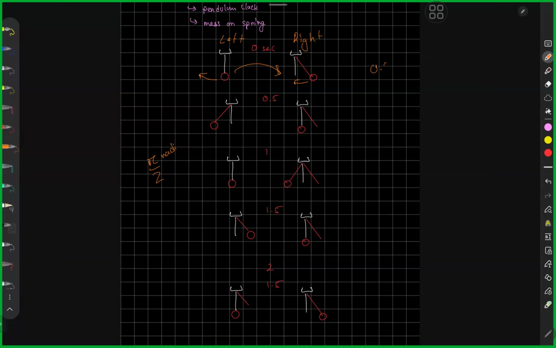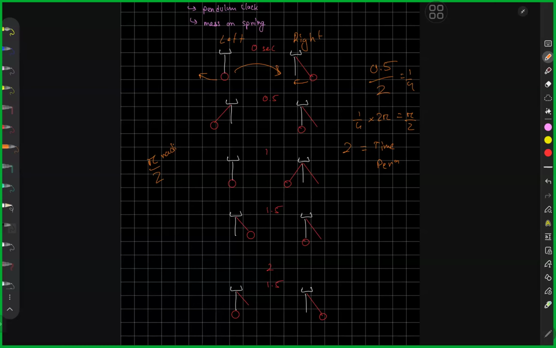And 0.5 by 2, I'm telling you guys, 2 is the time period. What is 0.5 by 2? 1/4. Right? And what is 1/4 of 2 pi? Pi by 2. Got it? See how we can very neatly find out the phase difference.